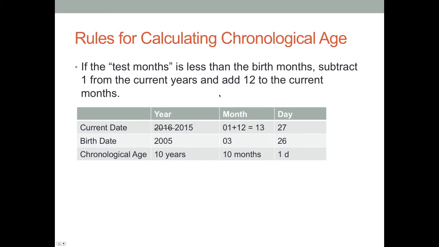Another rule is if the test month is less than the birth month, see here the test month was 1 month, birth date was 3 months, then you subtract 1 from the current year, and because there are 12 months in a year, you add it to the months and then subtract. So the 27th minus the 26th is 1 day. Adding 12 to 1, you get 13 minus 3 is 10 months. And then 2015 from 2005, it's a 10-year-old who's 10 months and 1 day.